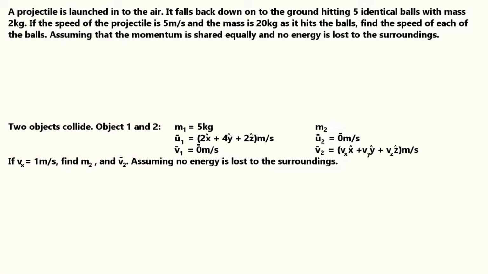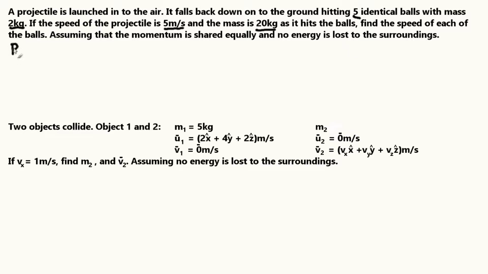Here we have two examples that have perfect conditions that allow us to use the conservation of momentum. Firstly, a projectile is launched into the air and it falls back down onto the ground, hitting 5 identical balls with a mass of 2 kilograms each. If the speed of the projectile is 5 meters per second and the mass is 20 kilograms, find the speed of each of the balls. And this is assuming that the momentum is shared equally and no momentum is lost to the surroundings.